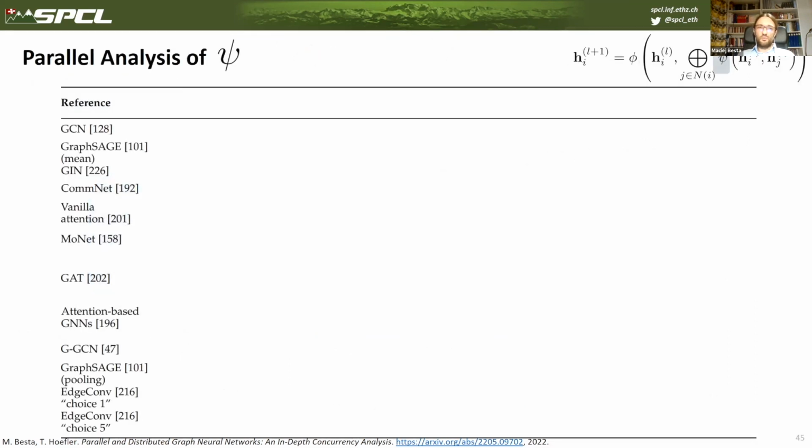Now what we did was to conduct such an analysis for many different GNN models, not just GCN and GAT. So we summarized this analysis in this table here. One row of this table is going to correspond to a single GNN model formulated using the local formulation, right? So we can see GCN here, we can see graph attention here, we can also see others. We can see monet, we can see vanilla attention, CommNet, and many others.